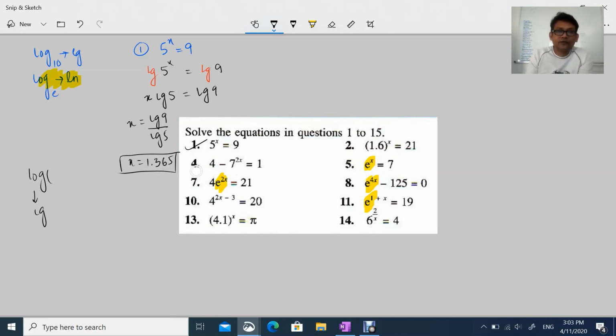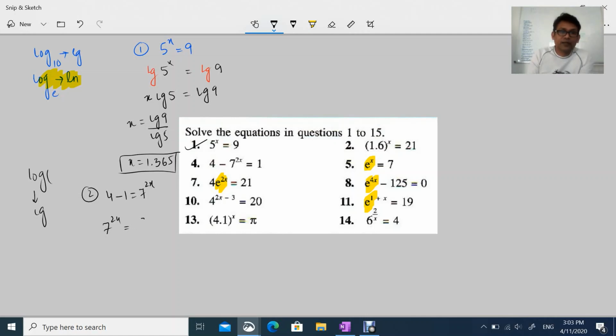In part 4, what do you have to do? You have to arrange to make 7 power x the subject. This negative value I can make positive first. So what do you have to do? 4 minus 1, 7 power 2x. So 7 power 2x is equal to 3.